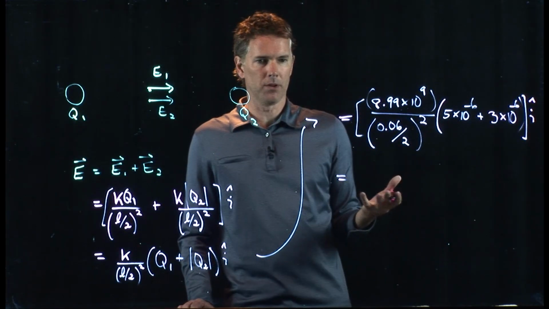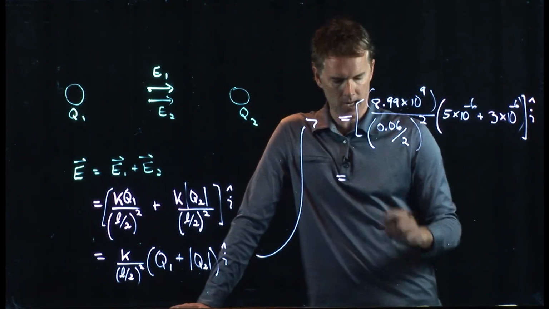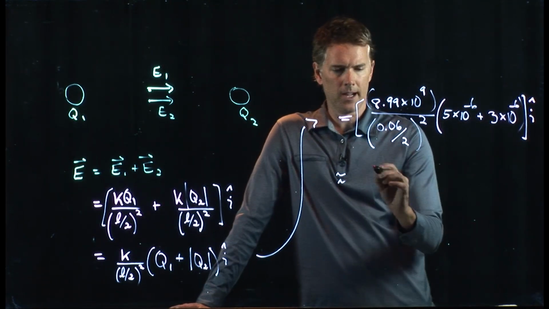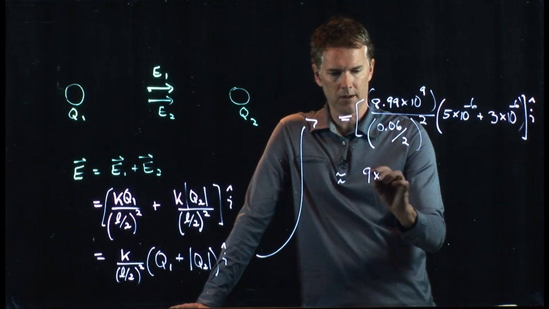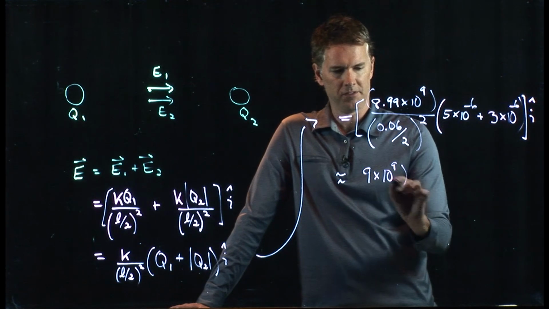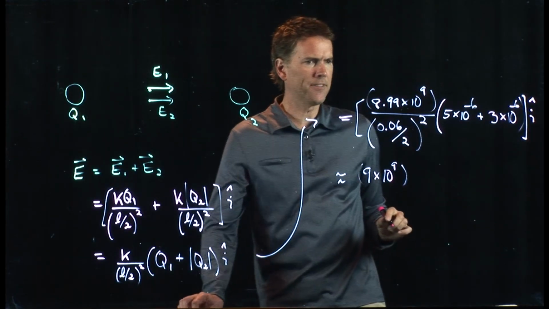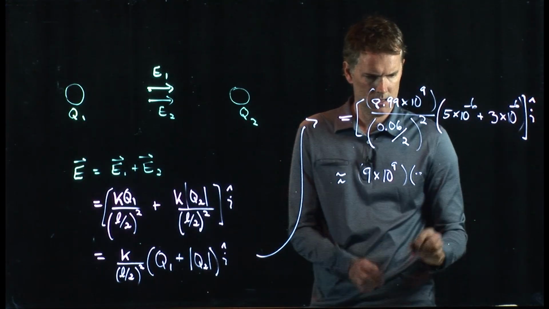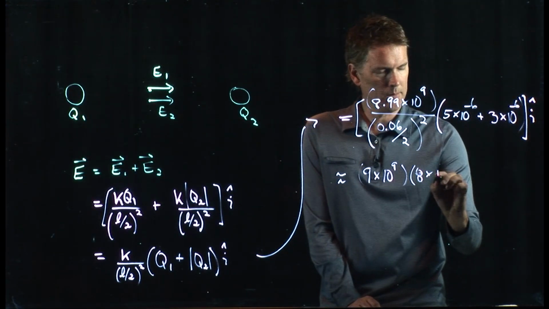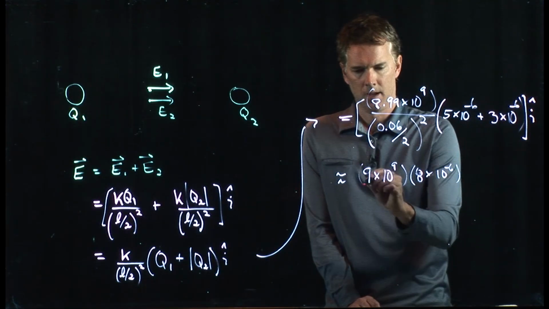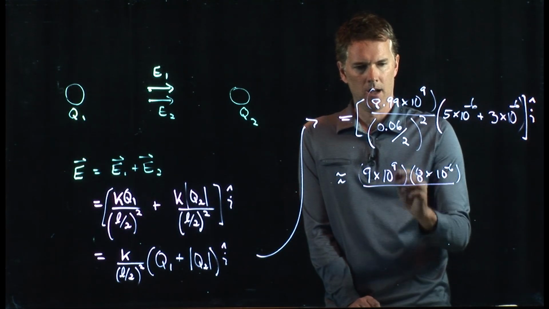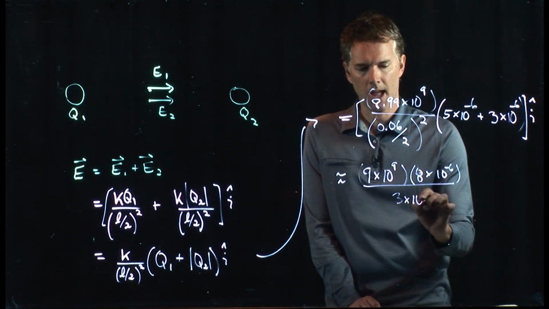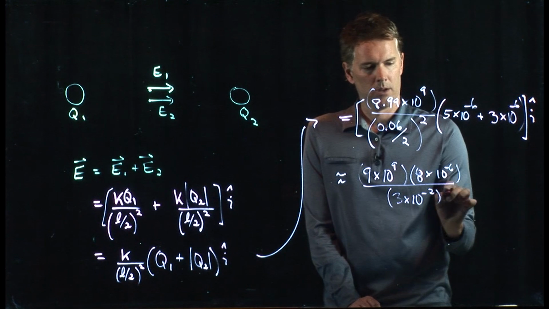Now, why don't you plug this in to your calculators and tell me what you get. I will approximate it here. You should go through this yourself because it's good to have these skills. So that's 9 times 10 to the 9, multiplied by 8 times 10 to the minus 6, and then divided by 0.03 squared, which is 3 times 10 to the minus 2 quantity squared.